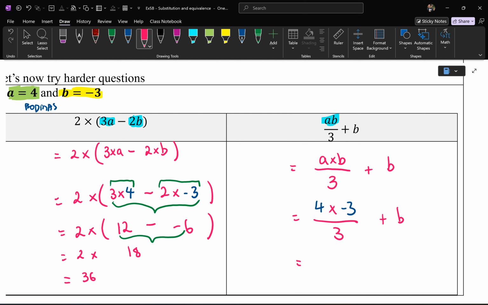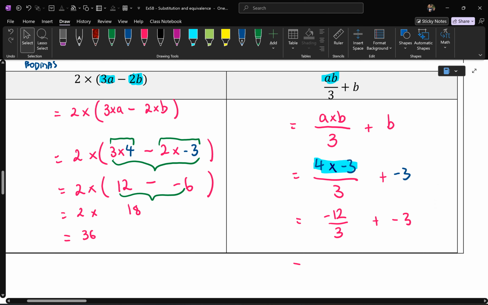Very good. The numerator of this fraction, we times first, because moving from left to right, this is 4 times -3, numerator, then you divide by 3, then you add B. So the order is left to right, multiplication, division first. So here we go, 4 times -3, what is that? -12, divided by 3, and then plus, oh sorry, B was -3, wasn't it? There we go. Plus -3.